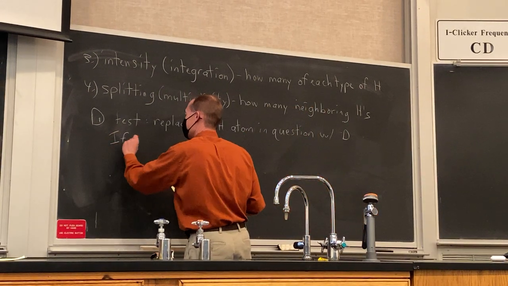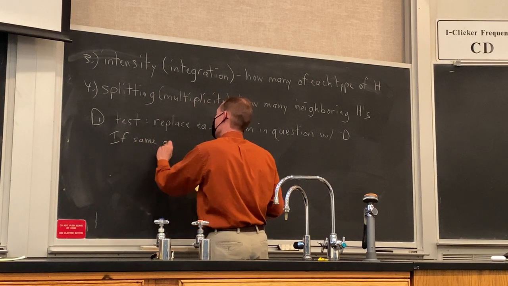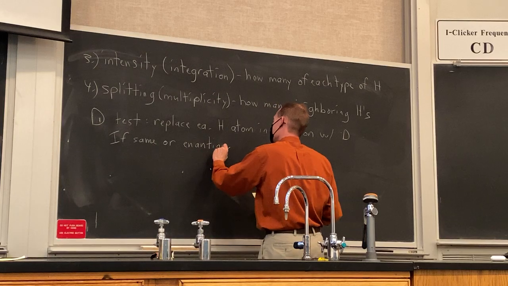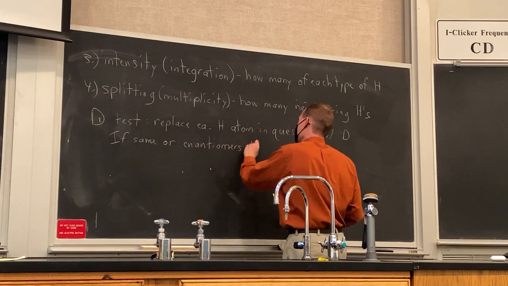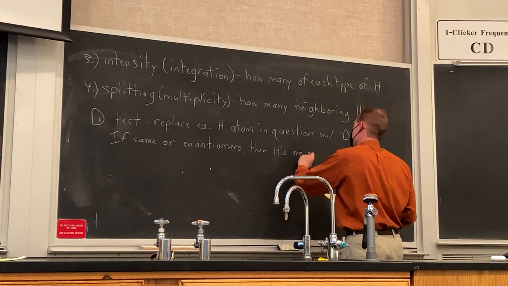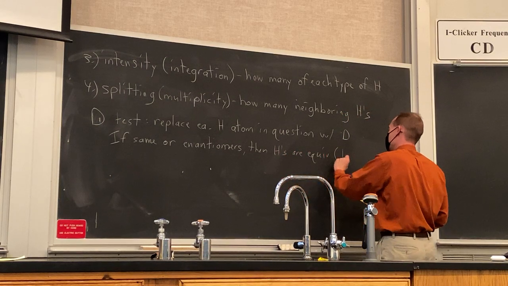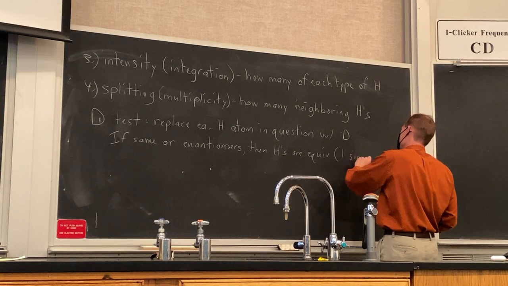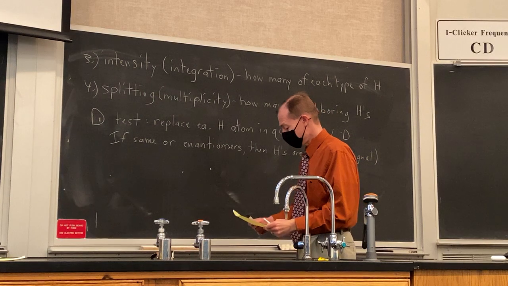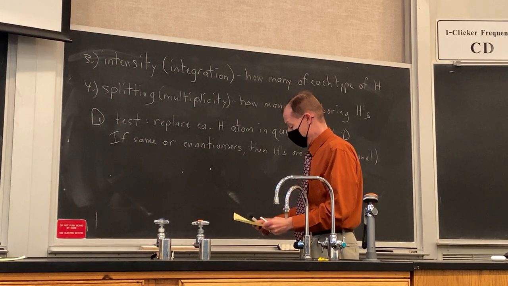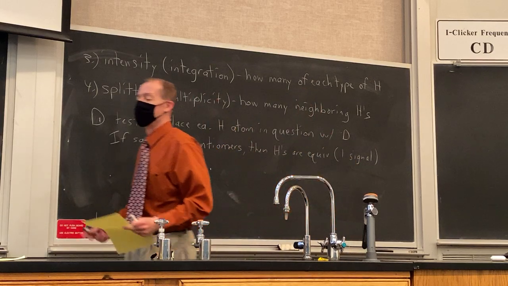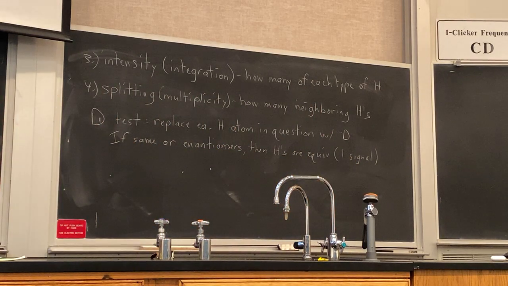If they are the same, or if they are enantiomers, then the hydrogens are equivalent, and they'll give one signal in the proton NMR. But if they are diastereomers, then those hydrogens will be different and they will give different signals.